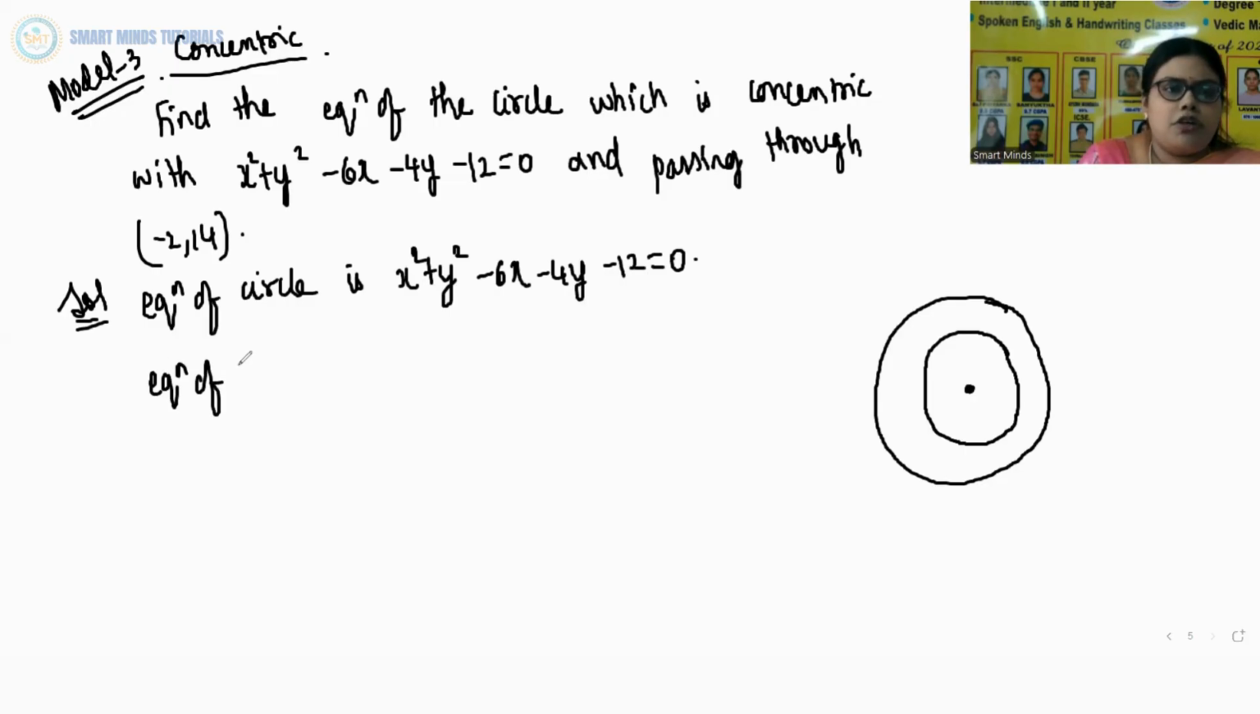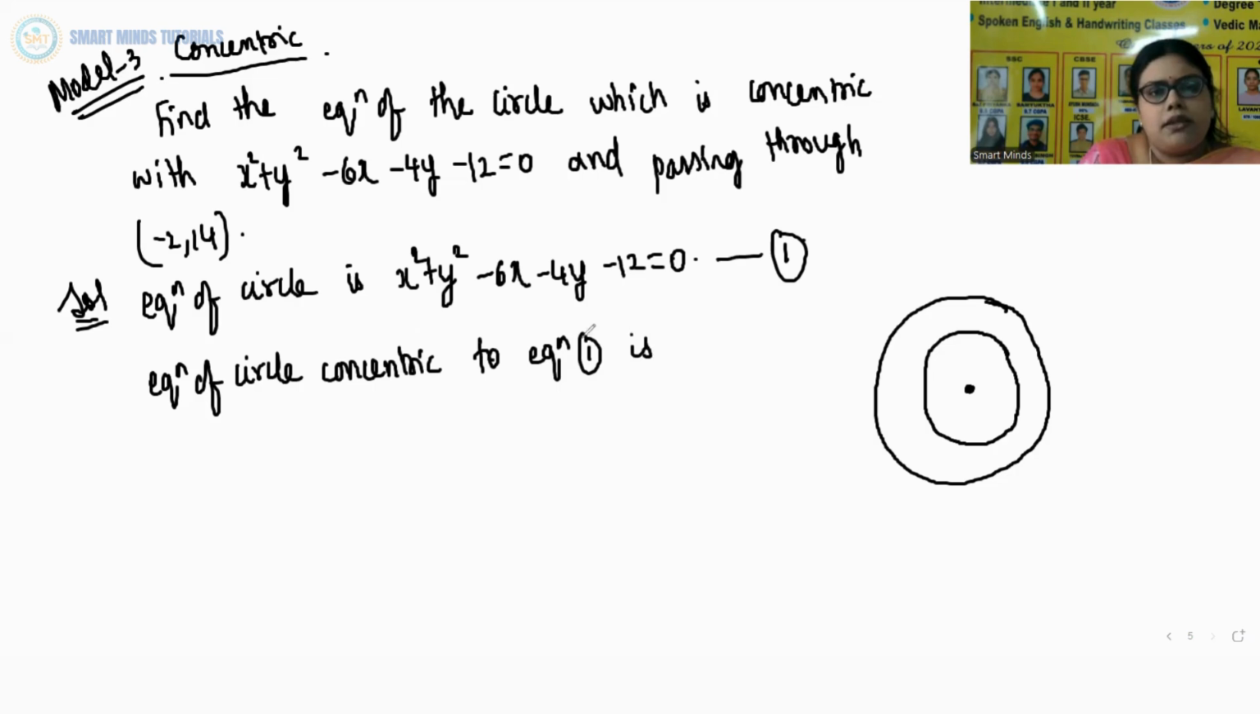Now equation of the circle concentric to this circle. Let's say this is equation number 1. Concentric to equation number 1, the whole equation will remain the same, only the constant will change. So x square plus y square minus 6x minus 4y plus k is equal to 0. This is equation number 2.